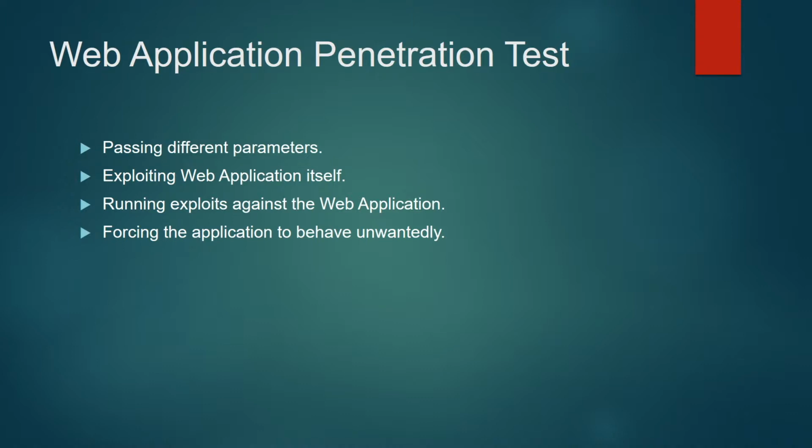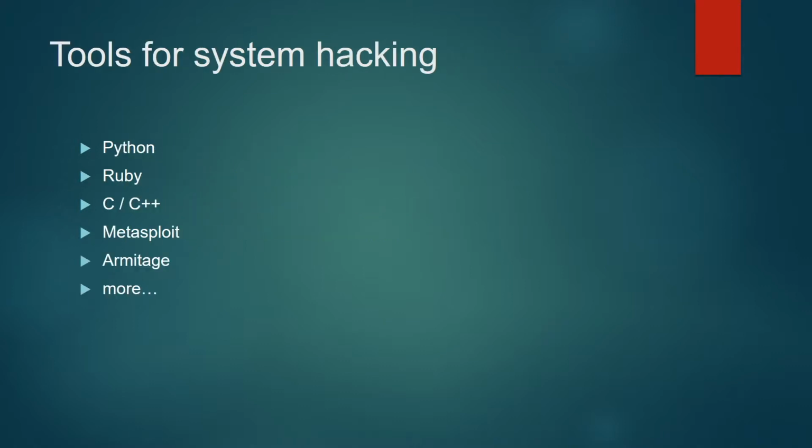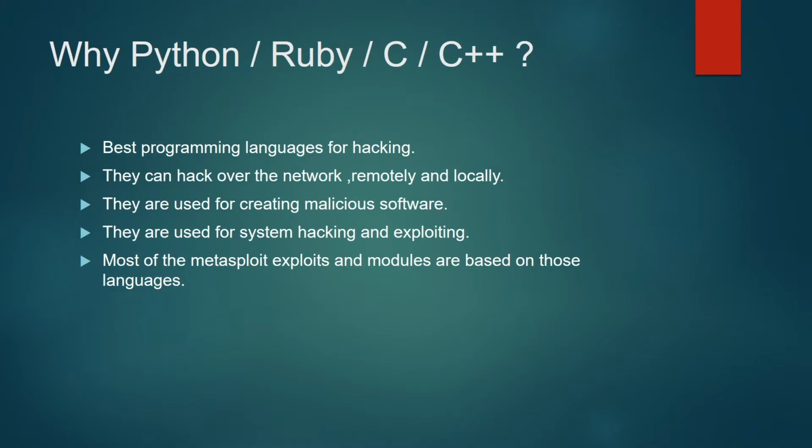But for now, I just want to give you a brief idea about what you can do and what to go for. So the tools I use for system hacking are Python, Ruby, C, and C++. You can see that those four are programming languages, and we're going to explain that in the future. The next things I use are Metasploit, Armitage, and many more. So let's start breaking down all the tools that are gathered here. So why Python, Ruby, C, and C++? Those types of programming languages are the best ones for hacking. And what do I mean by that?